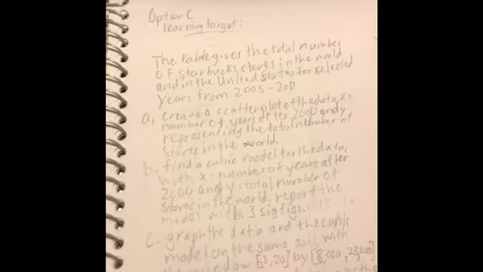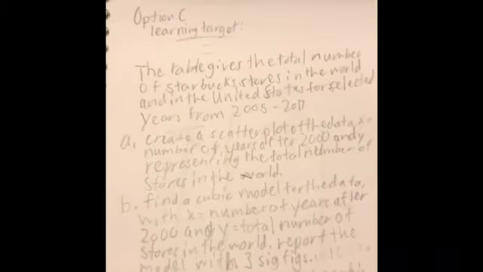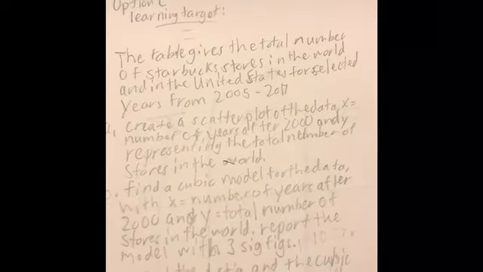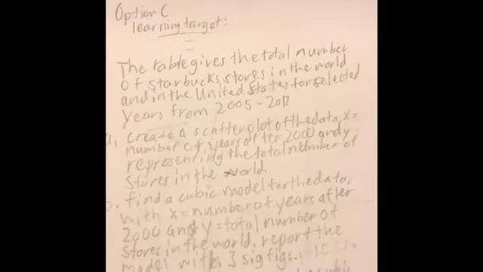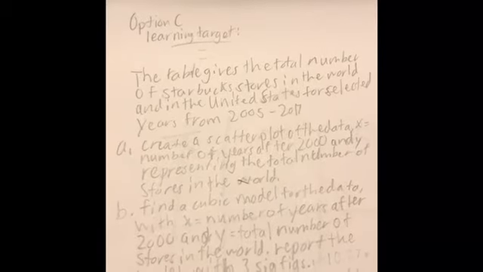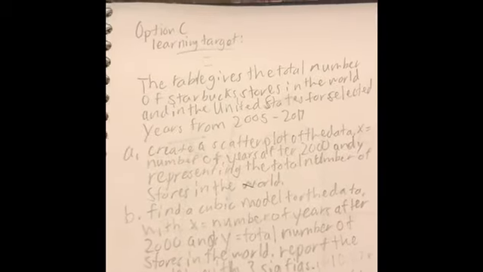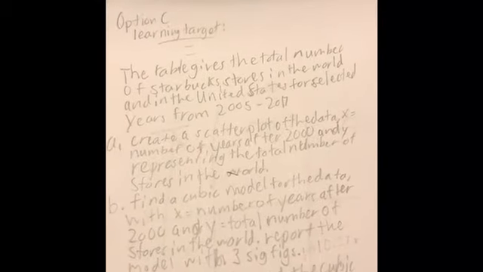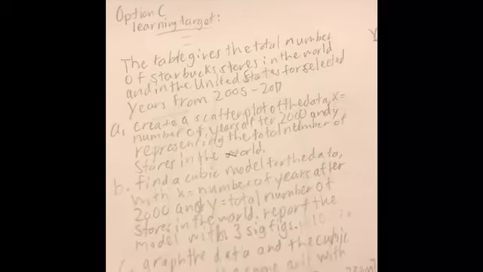Alright, we are now moving on to option C. The table gives the total number of Starbucks stores in the world and in the United States for selected years from 2005 to 2017. Our first task is to create a scatter plot of the data, with x equals number of years after 2000 and y representing the total number of stores in the world.